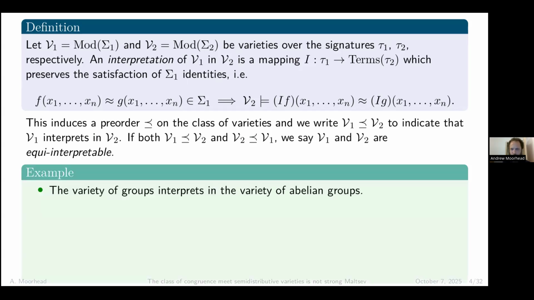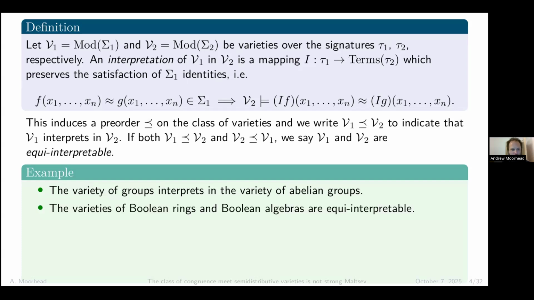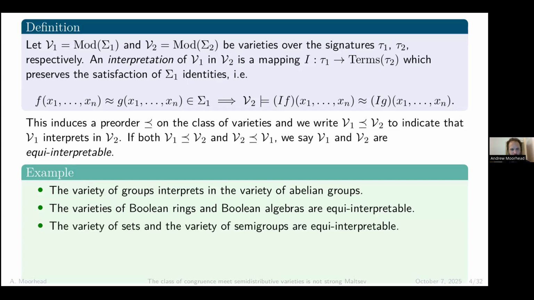So just some very basic examples. I just saw Miklos Maróti give a talk on interpretability because he and his co-authors have done some very deep work in the interpretability lattice. And these are some of his basic examples. The variety of groups interprets in the variety of abelian groups. That's a quite basic interpretation. The varieties of Boolean rings and Boolean algebras are equi-interpretable. The variety of sets and the variety of semigroups are surprisingly equi-interpretable.